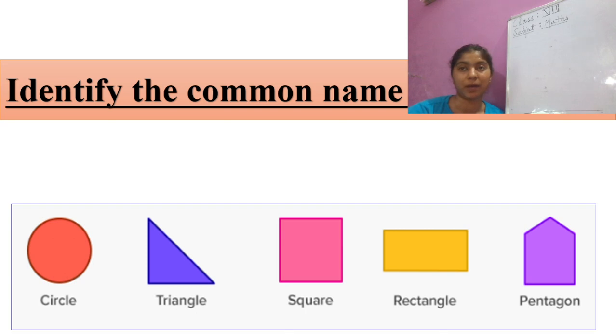You write down your answer in the comment box. I will check from there only. Okay, very good. As you said, these are called polygons. Very good students. So these are called polygons, where we have a circle, triangle, square, rectangle, pentagon, as they are all closed figures, so they come under the polygons.